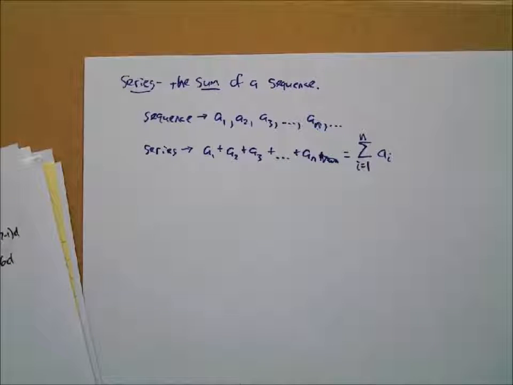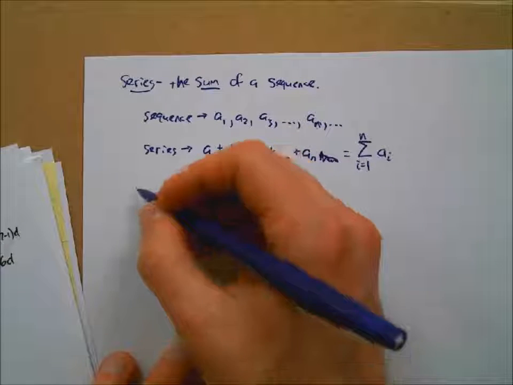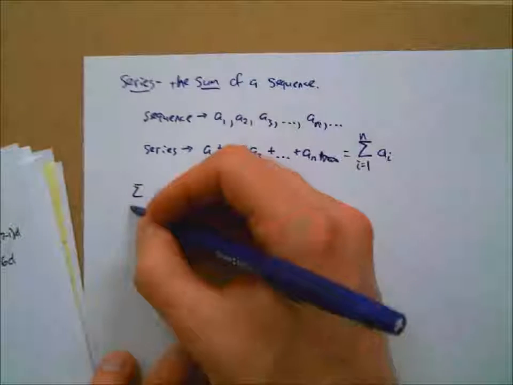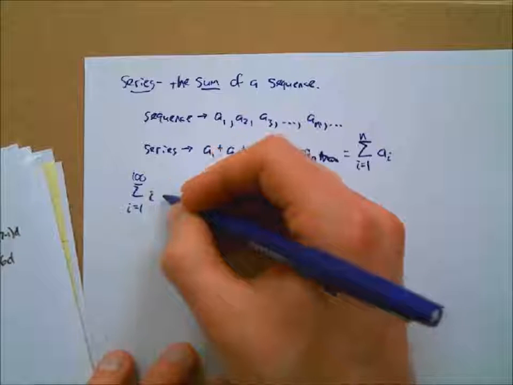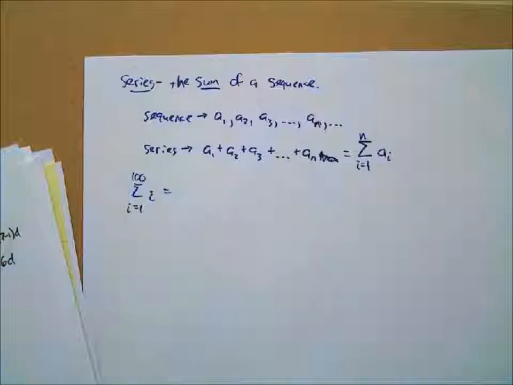Okay, so let me just give you a quick example of what I mean by this. So for example here, let's say we had this. I know I'm using I, and that looks like the imaginary number. It's not an imaginary number. It's just a variable that we're using. What's the first term in this series going to be?